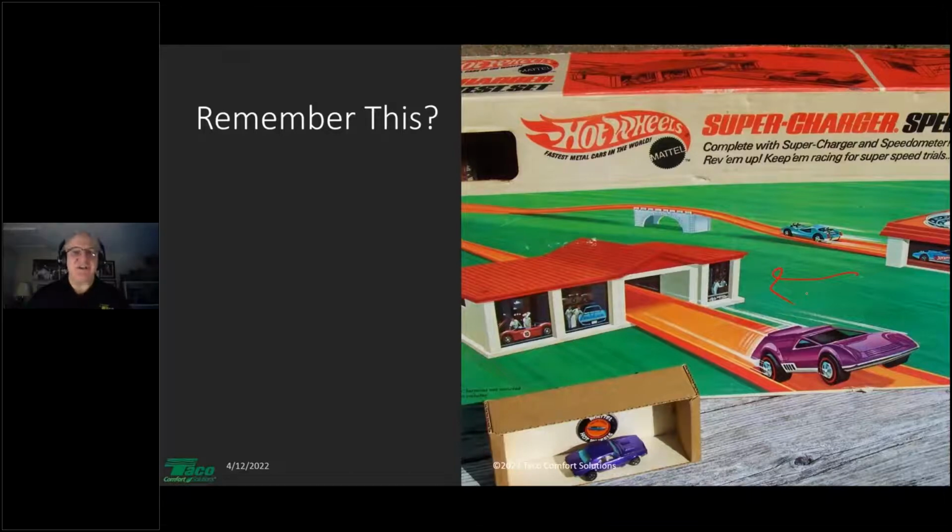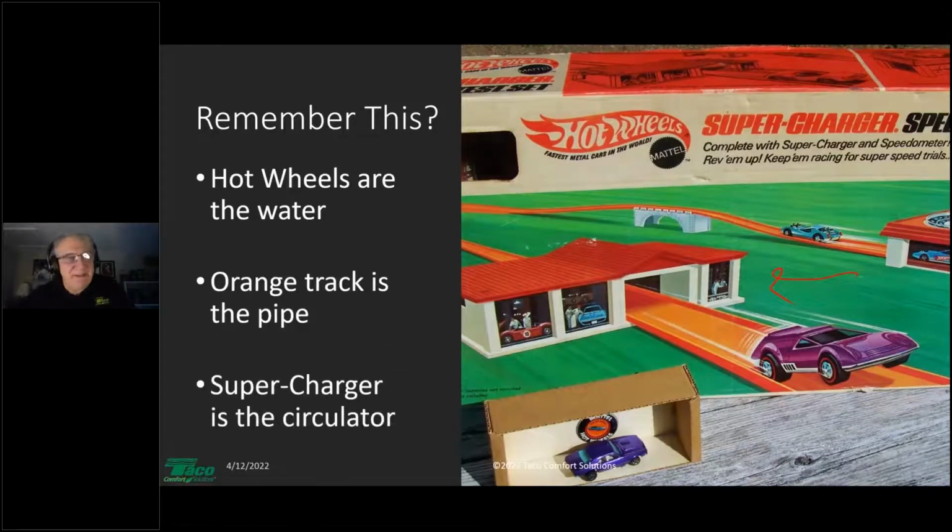That's a really good analogy for what happens in a residential hydronic system. The water doesn't necessarily slow down, it's pressure loss, but it's running across orange track, there's friction, the water will lose pressure, the car will slow down until it hits the shack again, and boom, it shoots itself back out. If you have too much track, or you have an undersized supercharger, the car's not going to make it all the way around. Good analogy for what might happen in a residential hydronic heating system. So again, the Hot Wheels are like the water, the orange track is your pipe, and the supercharger is the circulator.